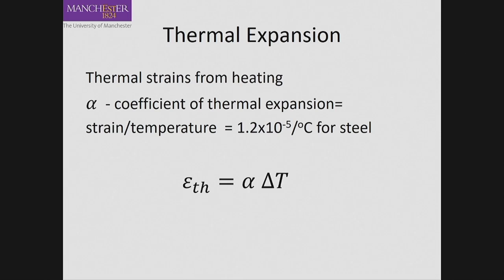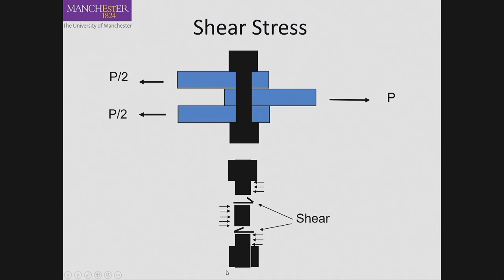The final material property is thermal expansion, which comes from heating, which you have done in your physics. So I'm just restating that. Thermal strain is alpha times delta T, where alpha is the coefficient of thermal expansion. And the final point is that stress is force divided by area. The force can come in two directions, perpendicular to the axis of the cross section or parallel to the cross section. Parallel to the cross section, it will give the shear.